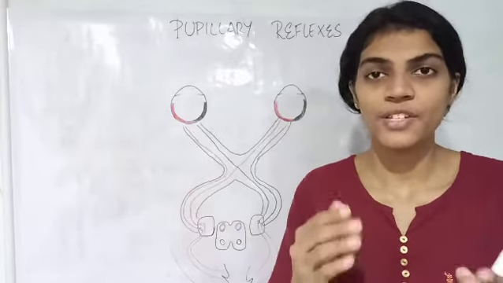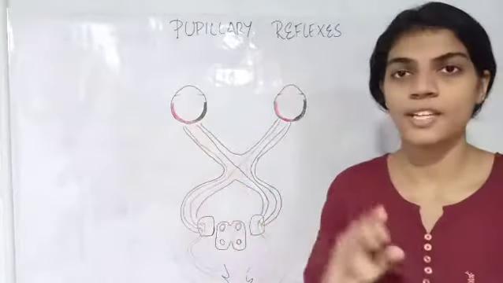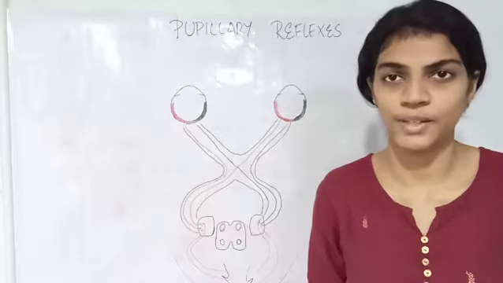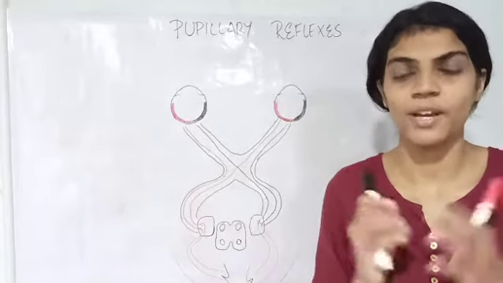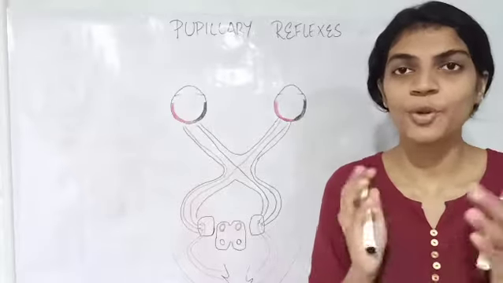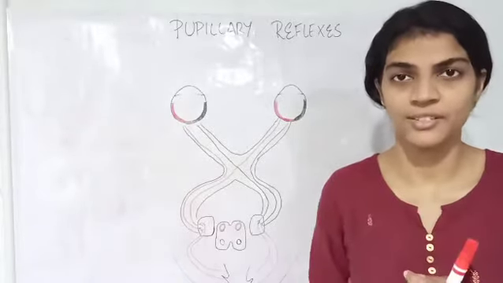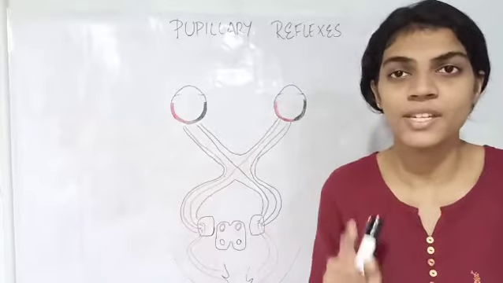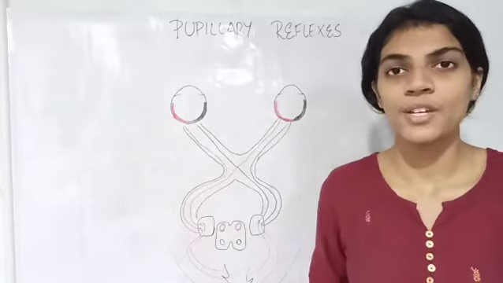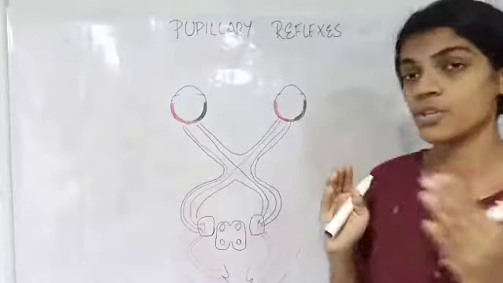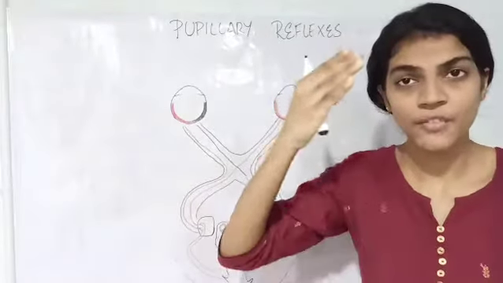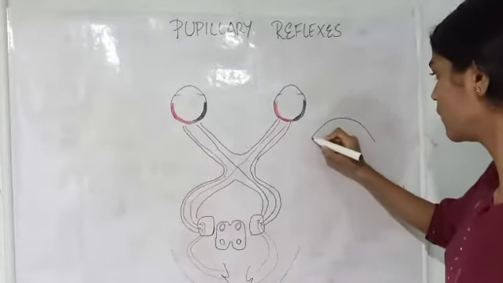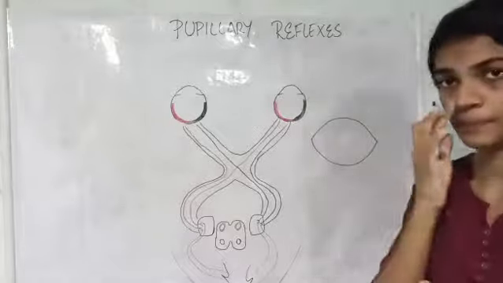Before going into deeper aspects of pupillary reflexes, we are going to see what the pupil is. Let me tell you, the pupil is not any structure. It is just a hole which is located in the center of the diaphragm of the eye. Now I am going to draw the front view of the eye. Suppose this is the front view of your eye.